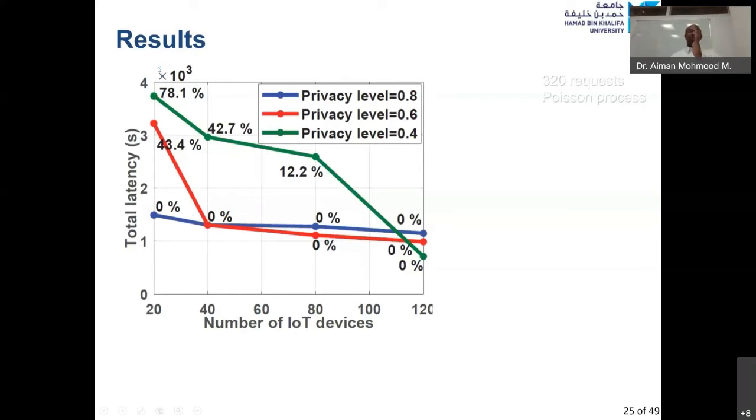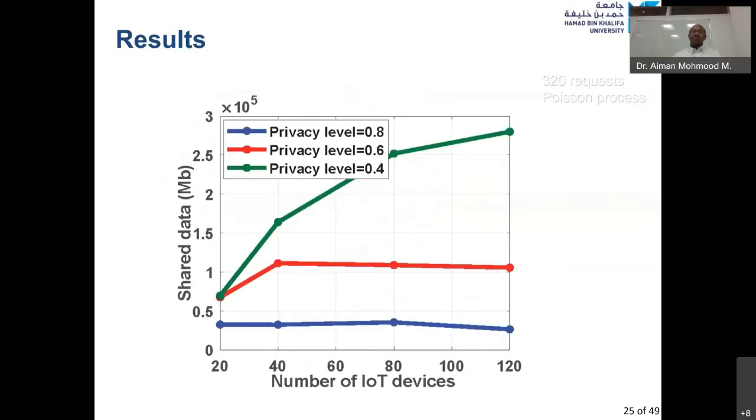As we get more IoT devices, we are allowed to spread the load across more nodes, which means our latency is reduced because we are benefiting from the parallel execution, and the rejects are also reduced because now more resources are available to do the distribution. The other thing we look at is the shared data. We see that as we engage more devices, we are sharing more data.